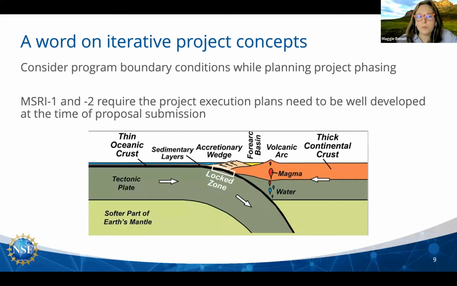The project execution plans for the Mid-scale 1 and 2 programs, especially Mid-scale 2, so that's the scope, schedule, budget, where you're going to put instruments, your planning for permitting and land use agreements, all of that needs to be very well developed at the time that you submit the proposal. So just be aware that doing these iterative projects would require aggregating or combining multiple proposals in order to really achieve your goals. We're happy to talk to you more about that after the meeting.